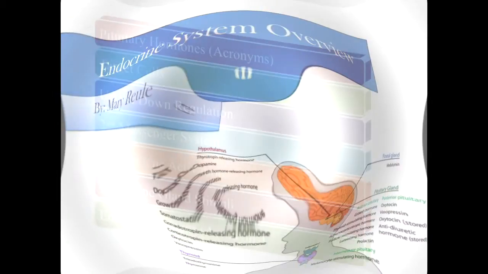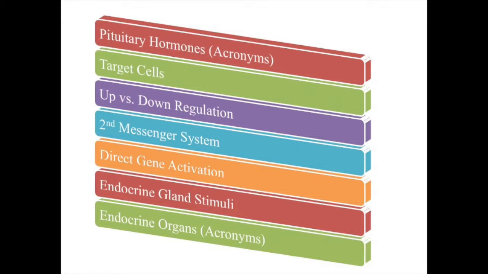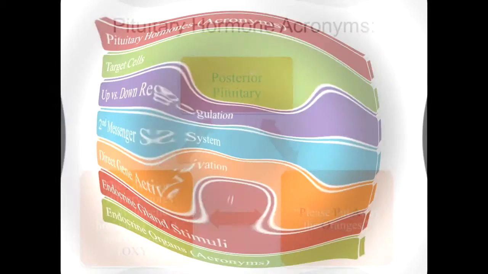In this brief overview, I will talk about pituitary hormones and an acronym I've created to help memorize them, target cells, up versus down regulation, second messenger system, direct gene activation, endocrine gland stimuli, and endocrine organs.